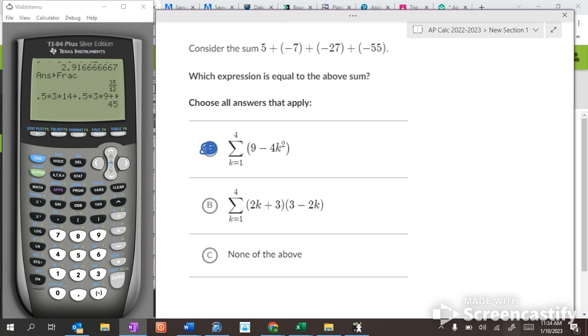Does the second one work? Two plus 3 is 5. 3 minus 2 is 1, which is 5. 4 plus 3 is 7. 3 minus 4 is negative 1. So negative 1 times 7 is negative 7. 2 times 3 is 6. Plus 3 is 9. And then if we take 3 minus 6, it's negative 3. 9 times negative 3 is negative 27. Both of these work.